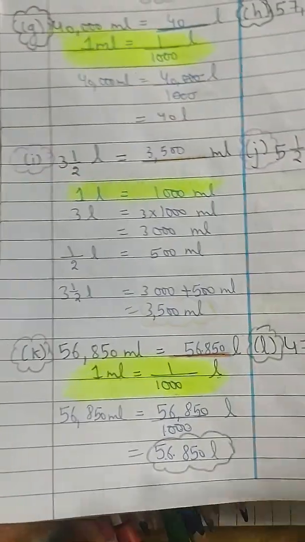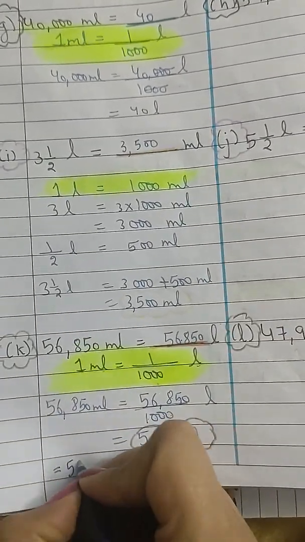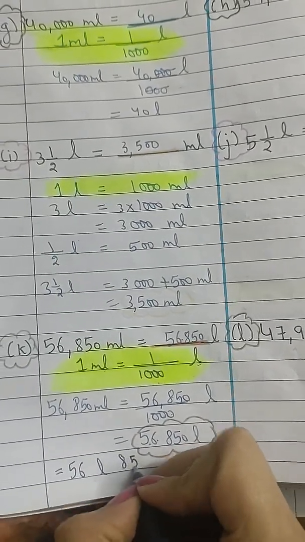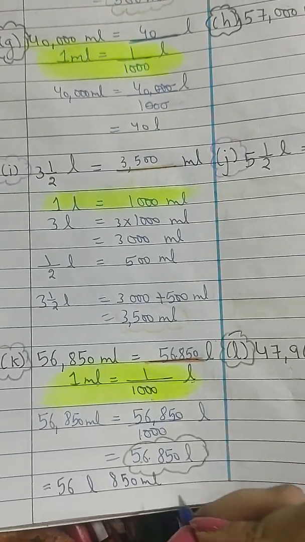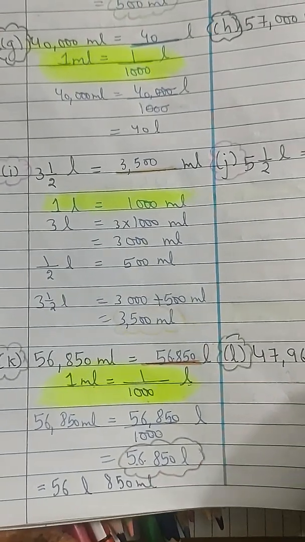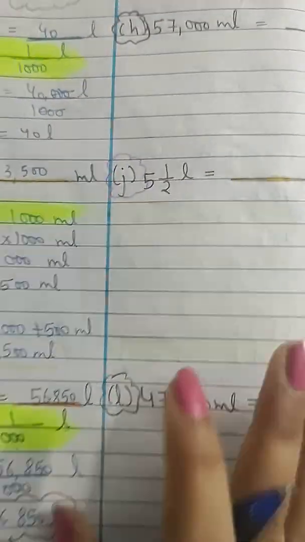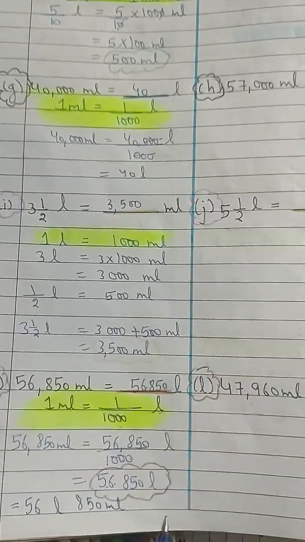0.850 liter also, or you can write like this. Before the point you can write like this also, 56 liters 85 or 850 milliliters. That is also fine. So it's your wish how you want to represent your answer. The L part I have given you as homework for your practice. The same type of question is there in your practice questions.